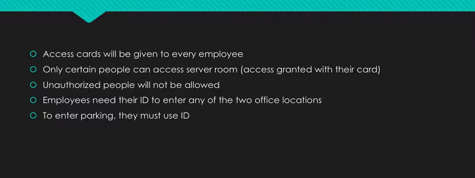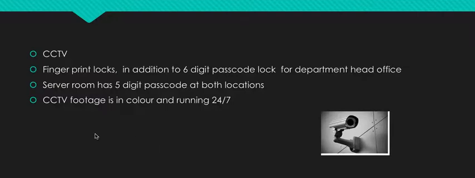Access cards. Every employee at JSDM will have an ID card. This ID card will allow access to certain buildings. In order to access the server room, only certain individuals can use their access card to do so. For example, a sales and marketing employee would not be permitted to enter the server room. If they scan their ID card to unlock access to the server room, the door will not open. Employees will need their ID card to enter any of the two office locations. The parking lot barriers at both offices will not open until employees scan their cards. Surveillance. CCTV recording cameras are present at both office locations.